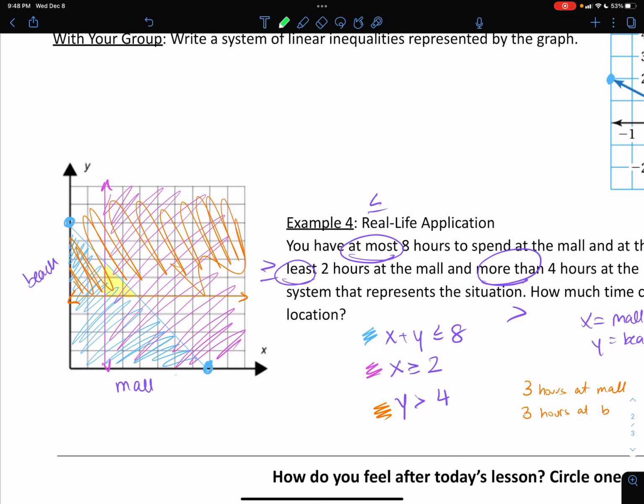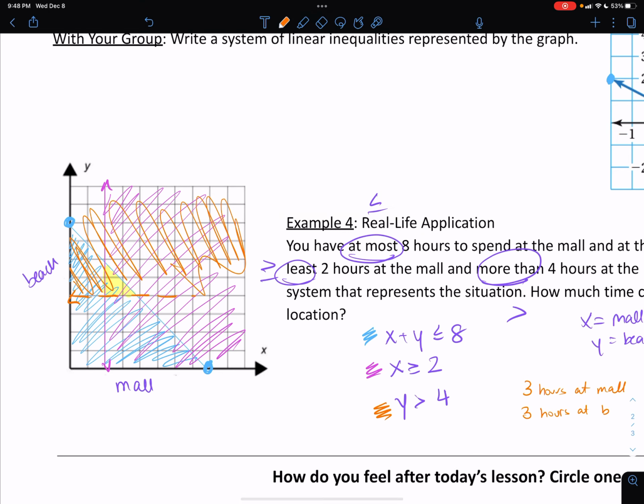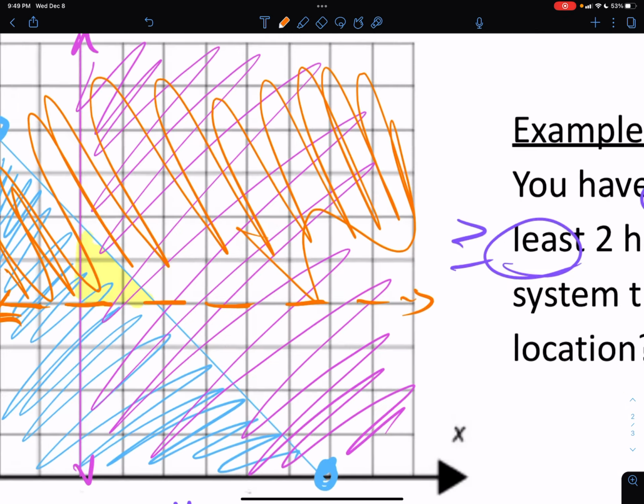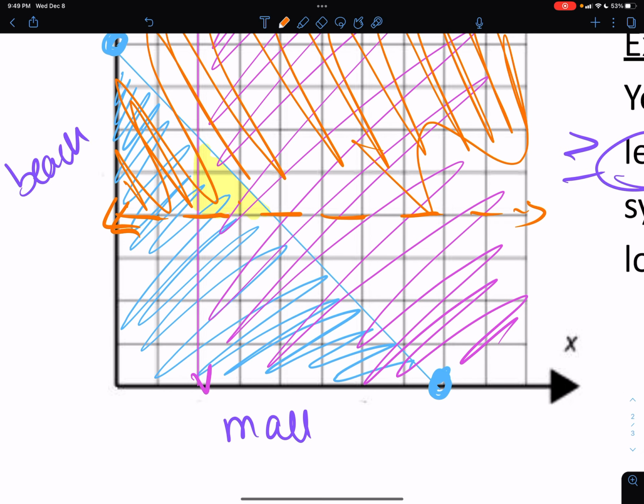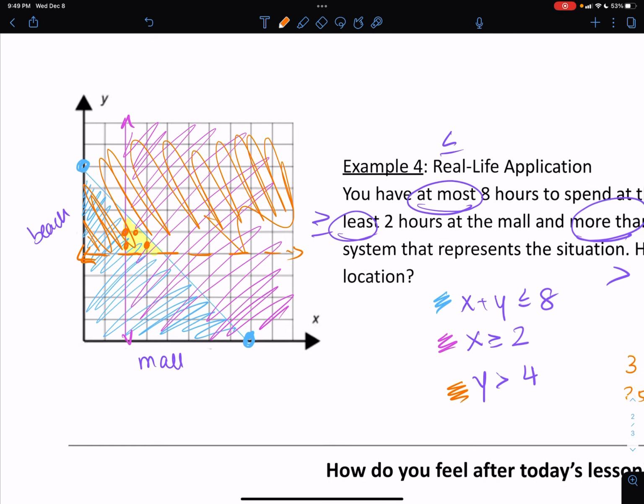Actually, hold on. I messed up. Hopefully some of you were able to catch my mistake. This actually should be a solid line. So if I do like 3 hours at the mall, I would have to do like 3.5 hours at the beach, because I can't choose a y value that's on the line. If it's 3 hours, then it would have to be like here. You could choose this point right here, this point. So there's actually an infinite number of solutions you can have. It does not matter as long as it is inside this triangle.